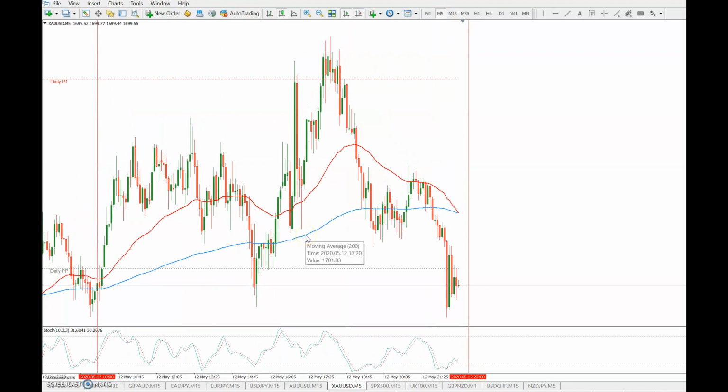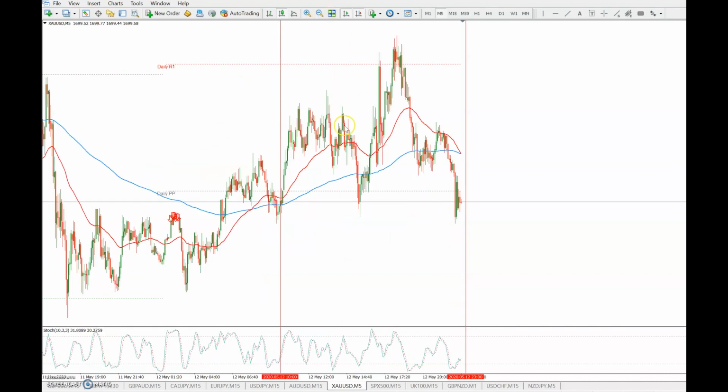On the 5-minute chart, I use the 200 exponential moving average and the 50 exponential moving average, as well as some custom indicators. I'm using the pivot points indicator and the Elder algorithm. These are two custom indicators available on the website.